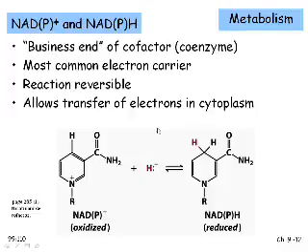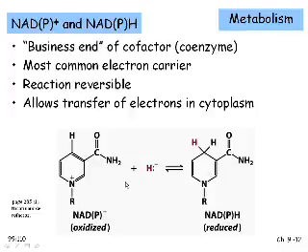I anticipated myself a little bit. So this is the business end here. You can see how the nicotinamide ring can pick up electrons with a hydrogen, and it goes from this resonance structure to here. You can see two hydrogens where before we had a single hydrogen. So this is the reduced form.